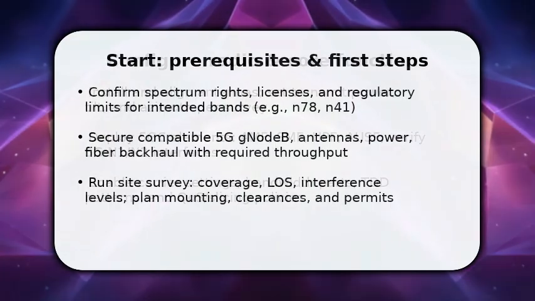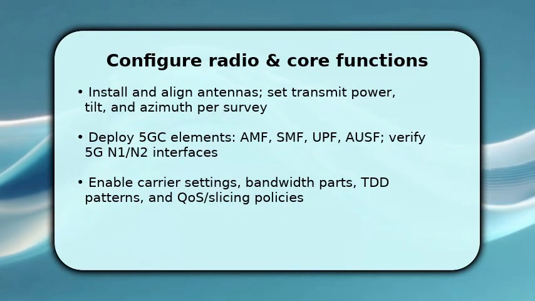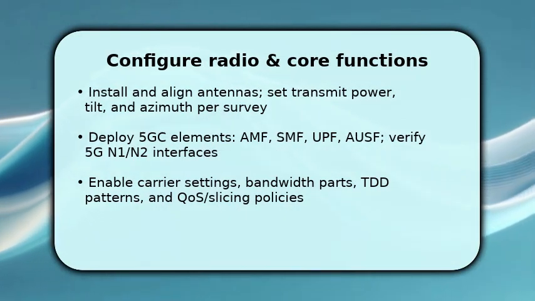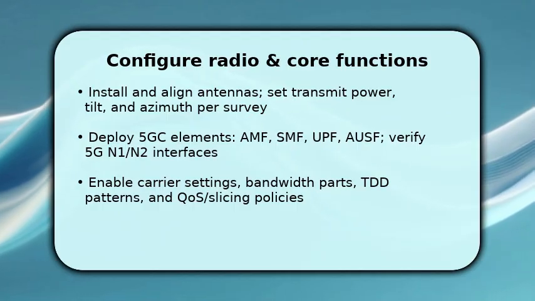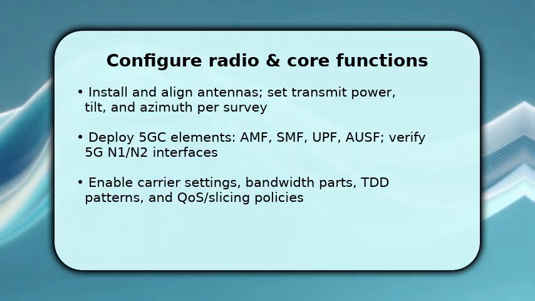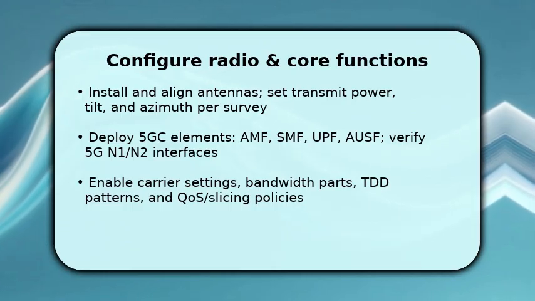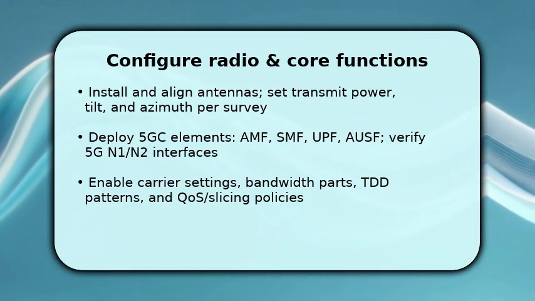You now focus on detailed execution. Mount and align antennas, then set transmit power, electrical tilt, and azimuth to match the coverage plan. Once aligned, provision the gNodeB with cell ID, TAC, and neighbor lists to support handover.